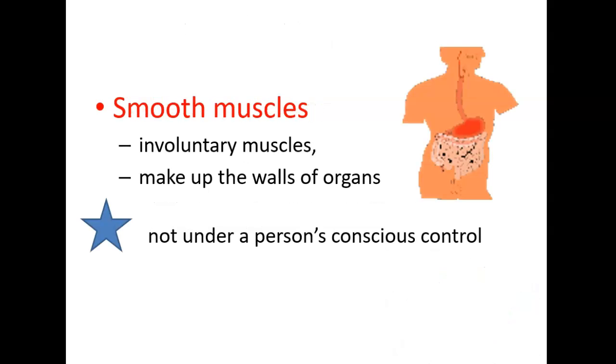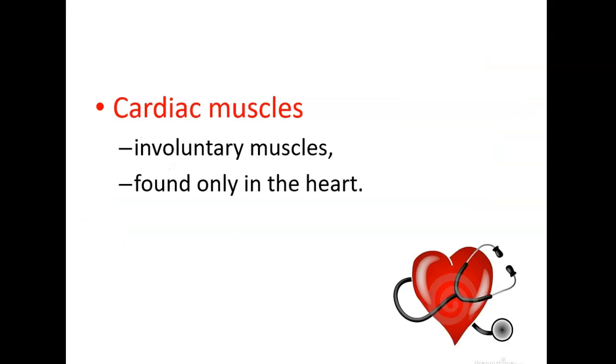Smooth muscles are involuntary muscles. They make up the walls of organs. So this is like the inside lining of your esophagus, the inside of your stomach, inside of your intestines. They still move things through the body through a wave-like motion, but they're not anything that we have conscious control over. Cardiac muscles are involuntary muscles. They're found only in the heart.